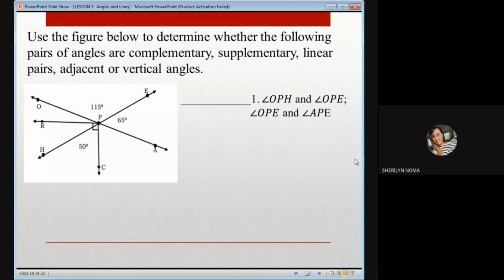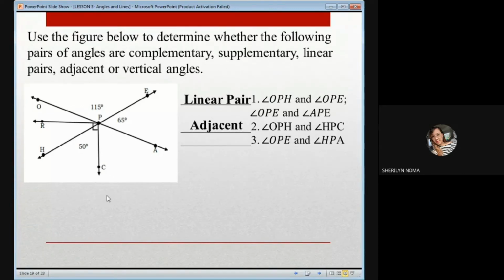Question number 1. Angle OPH and angle OPE. Tapos, angle OPE daw and angle APE. Complementary, supplementary, linear pairs, adjacent, or vertical angles? Number 1 po are, okay, linear pairs. Number 2, OPH and HPC. Ayan. Is it complementary, supplementary, linear pairs, adjacent, or vertical angle? So, yes, that is adjacent angle.